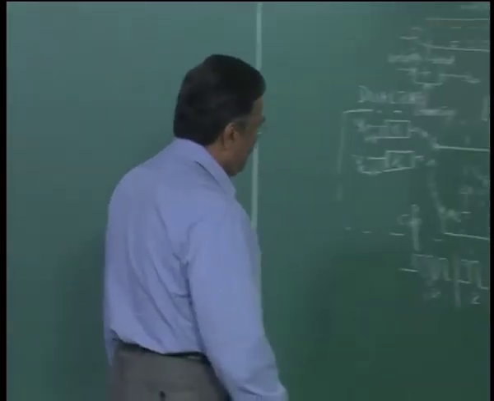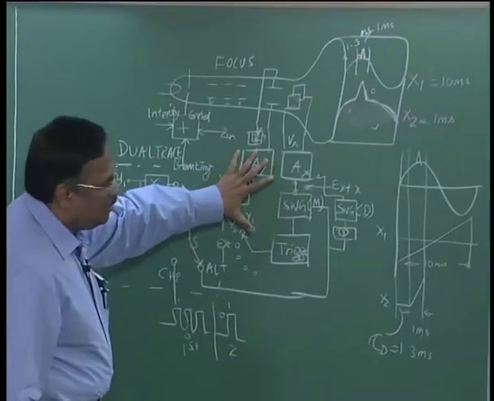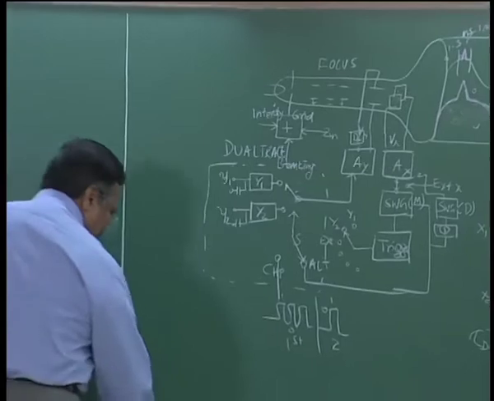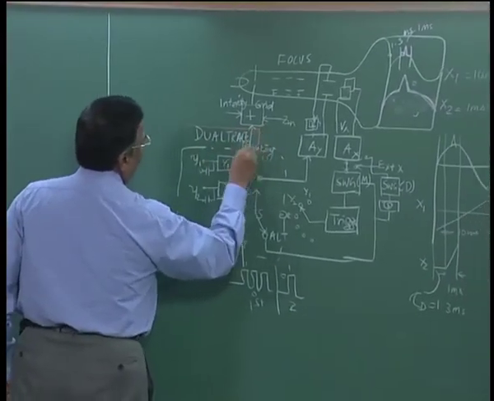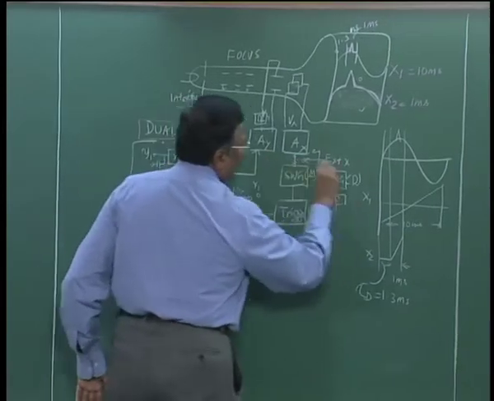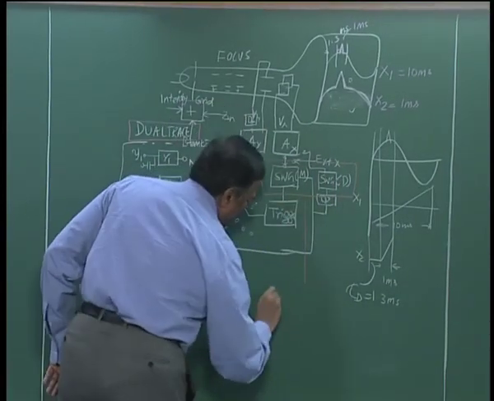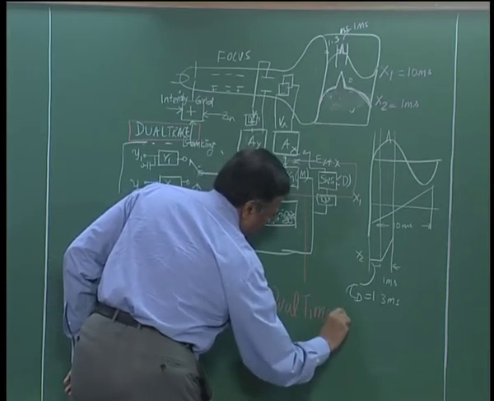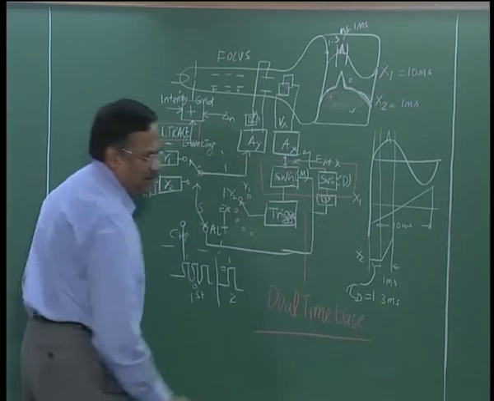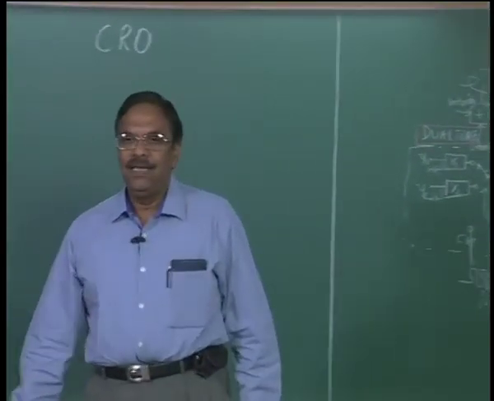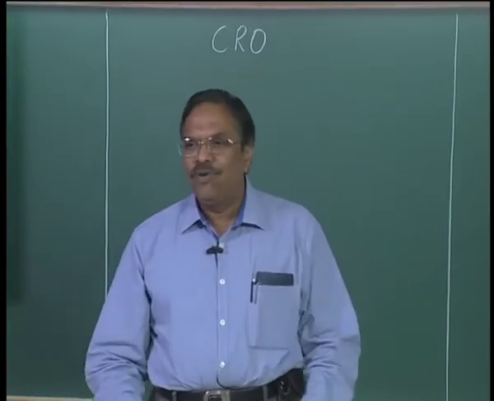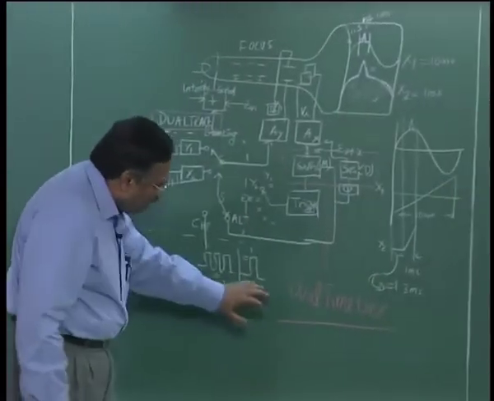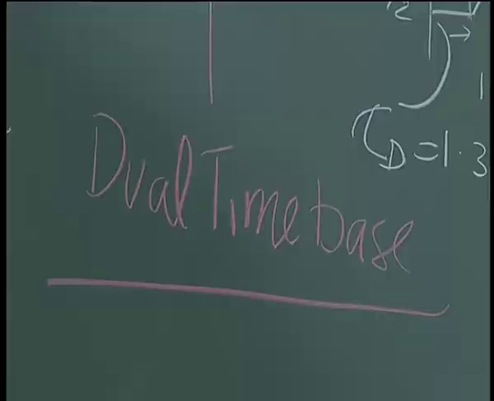So if you have two inputs, we call this the dual trace oscilloscope. If you have two sawtooth wave generators, then we call this a dual time base oscilloscope. So you can have the dual trace oscilloscope with only one time base, you can also have a dual trace oscilloscope with dual time base.